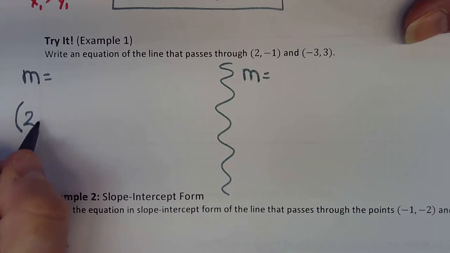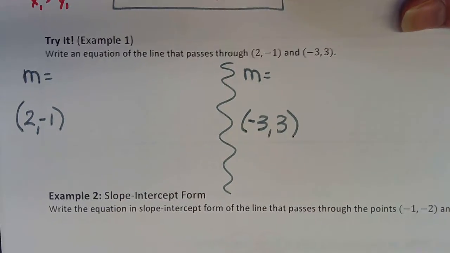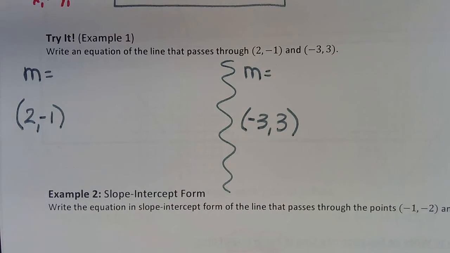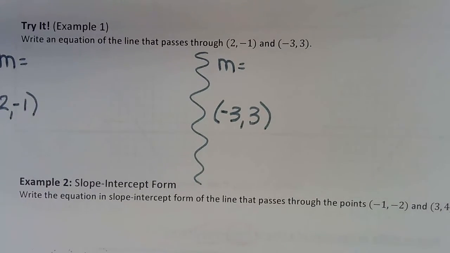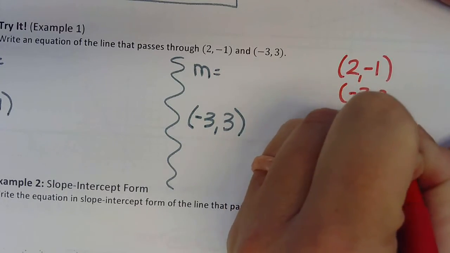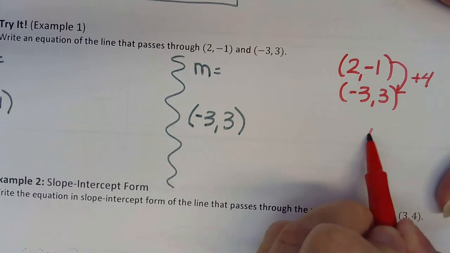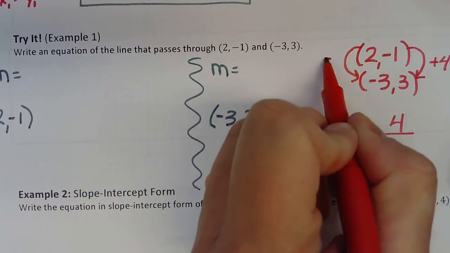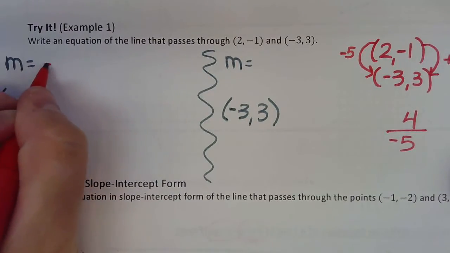Some people used 2, -1 as their point. Some people used -3, 3 as their point. That's fine. One of them is not more correct than the other. It's up to you. We do have to figure out what the slope is, though. So I'm going to stack them. 2, -1, -3, 3. To go from -1 to 3, I go up 4. That's what goes on top with your slope. To go from 2 to -3, I go down 5. So my slope for both of these is going to be -4/5.